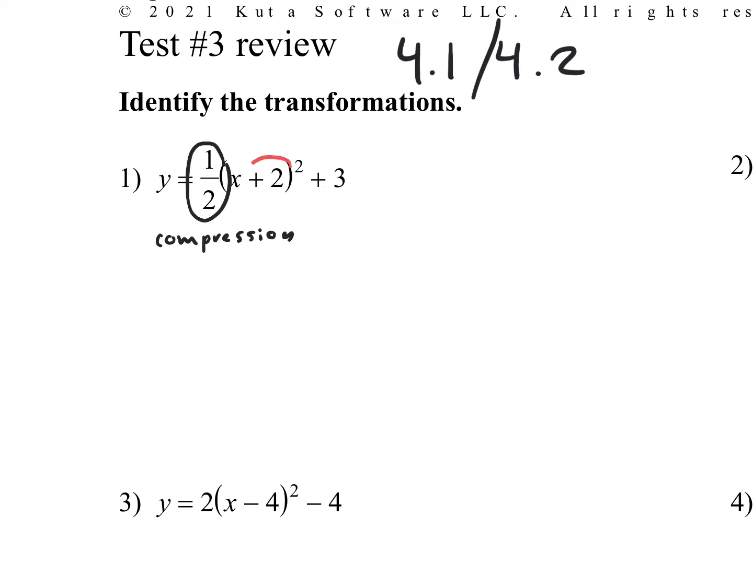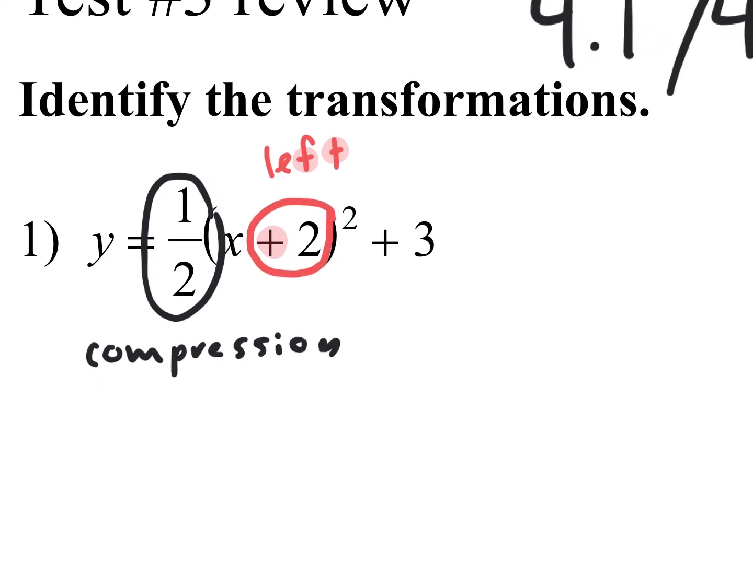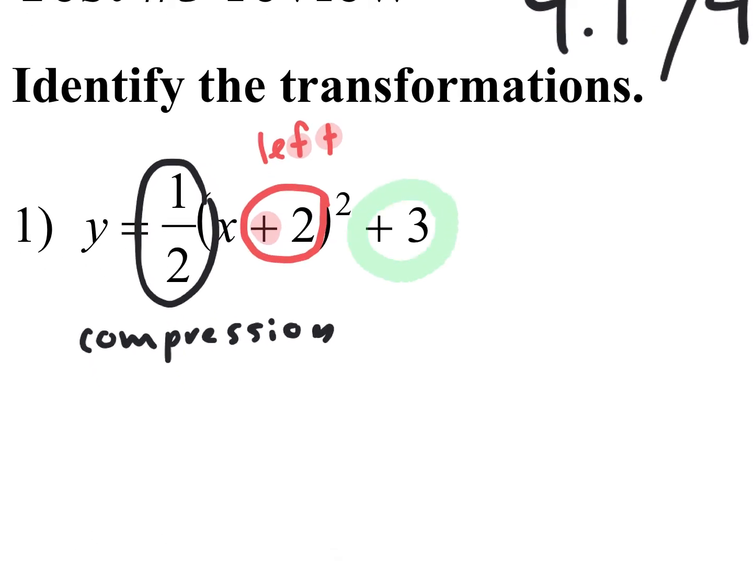What about +2 on the inside? Left 2. One way to remember it, the other class asked, what's an easy way to remember plus means left? So just think, the F in left looks like a plus, and the T in left looks like a plus. So it's like plus, plus, plus. All right, and then +3? Up 3.